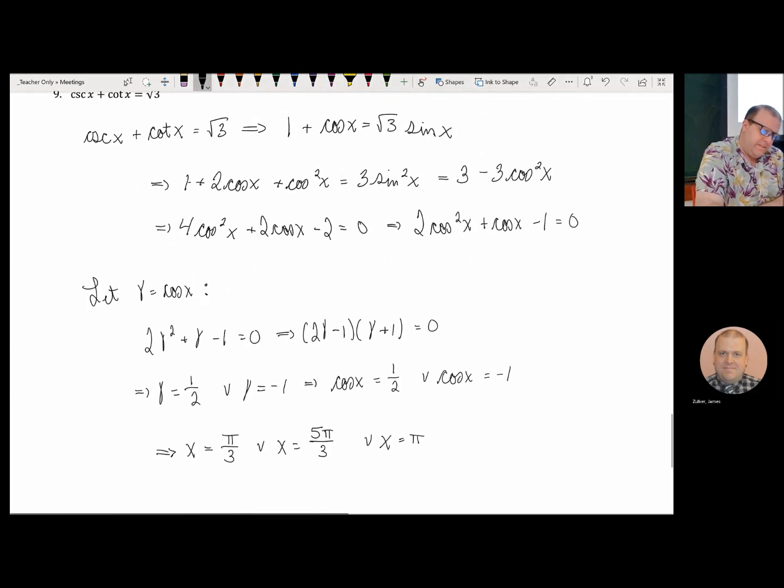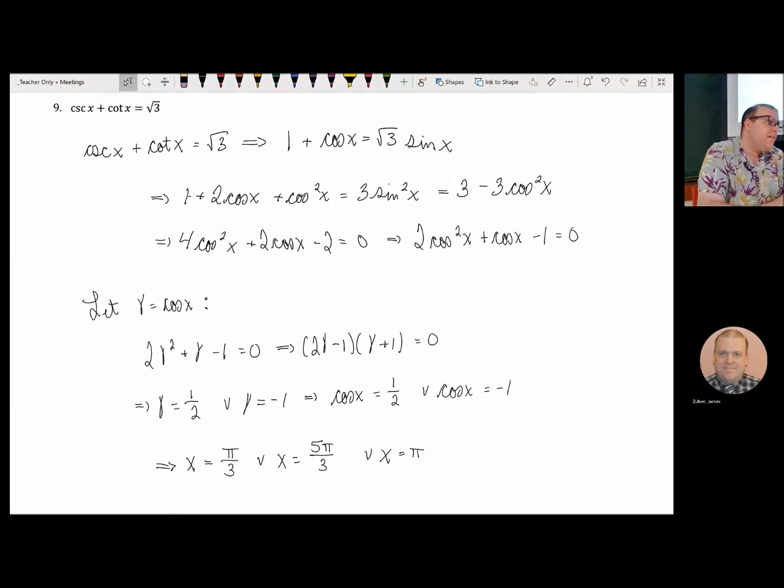So these are always going to be limited to the domain of 0 to 2 pi. No, that's just what the instruction said for this problem set. However, we did a lot of manipulation. X cannot be pi.